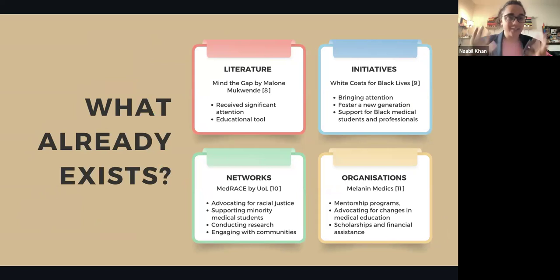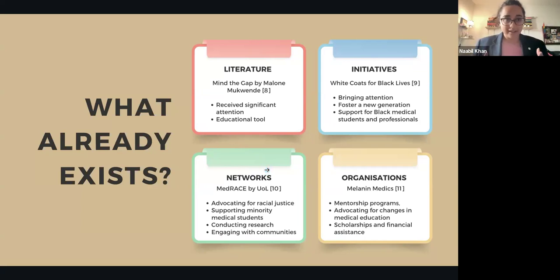I think, again, I've done so many of these presentations which talk about representation and why it's important, but I can very comfortably say I think everyone knows why representation is important. But what already exists? What structures are already in place that we can work with? So I've noticed that there have been 4 main structures in place, which are literature, initiatives, networks, and organizations. And all 4 of these very much play hand in hand with one another in terms of encouraging students to take on their own initiatives and raise awareness about racial inequalities.